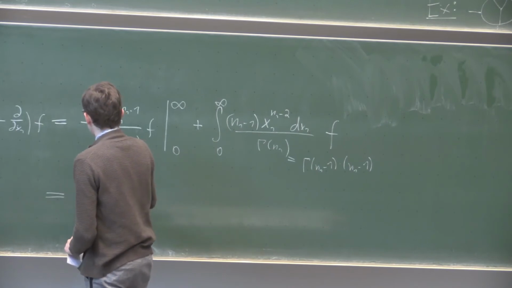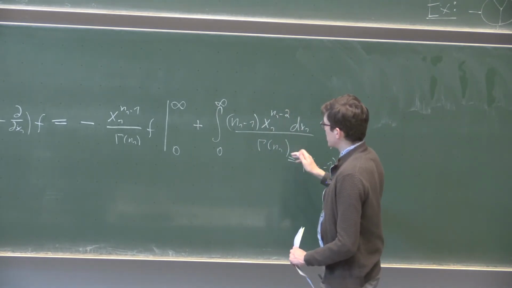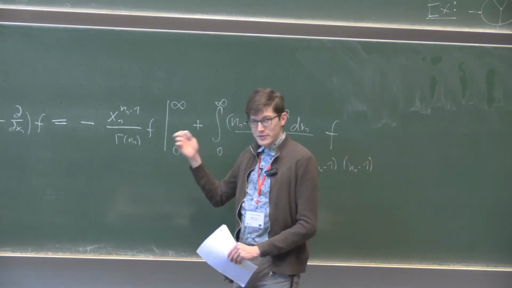Okay. So this term on the right-hand side, we recognize this as a shifted thing where we just reduce n1. What about the boundary term?